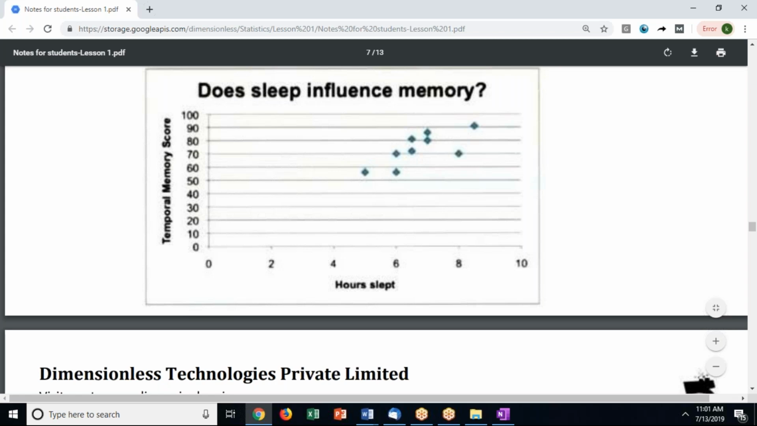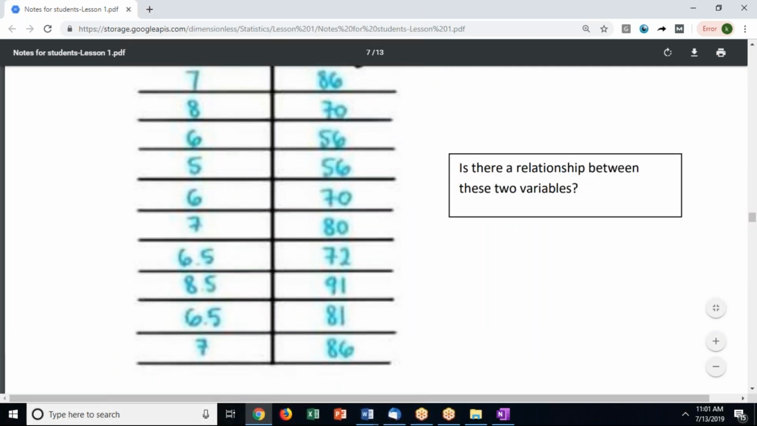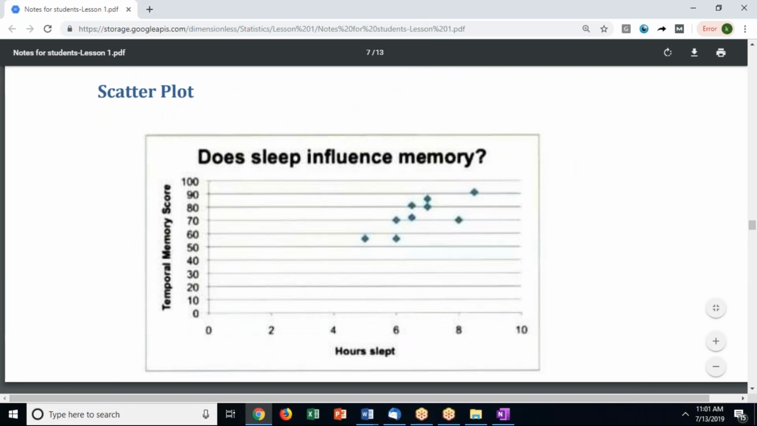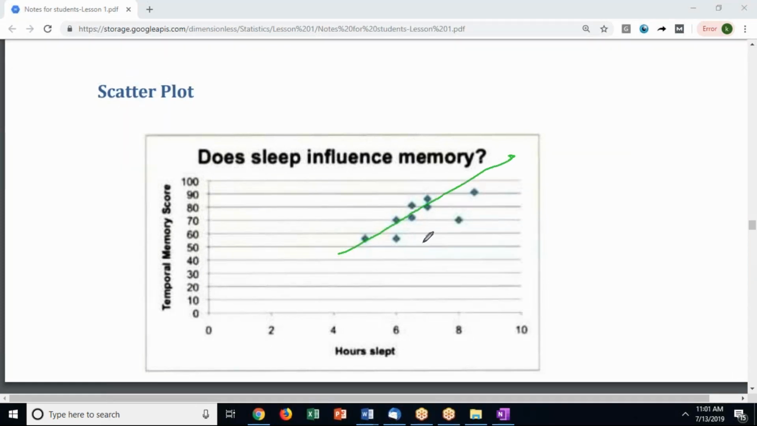If you look at this data, when we look at the same data, here we were not able to understand any relationship. It seemed like there was no relationship. But if you look at this data now, there seems to be a trend, and the trend seems to be moving up. As the number of hours slept is increasing, the temporal memory score seems to move up.